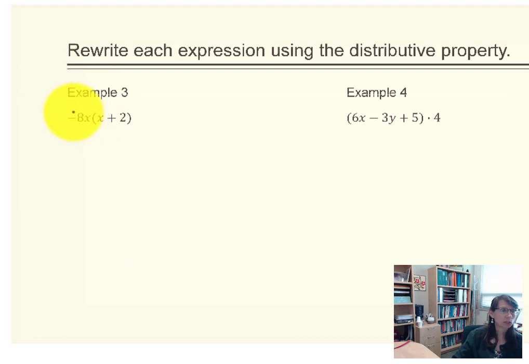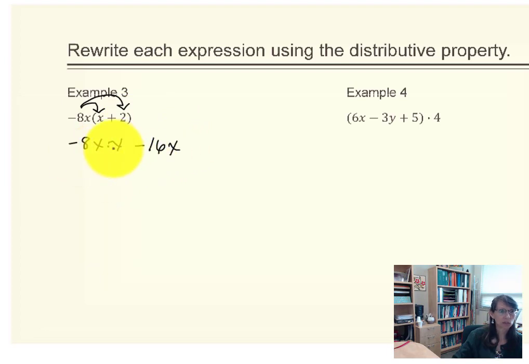This time we're going to be distributing a negative 8x. Multiplying that by our first term x, you can see that there are 2 bases of x. So I could expand that with negative 8x times x, and then distribute negative 8x times positive 2. So the coefficients of negative 8 times 2 would give us a minus 16, and x is not multiplied by any other variable, so that would just be x.